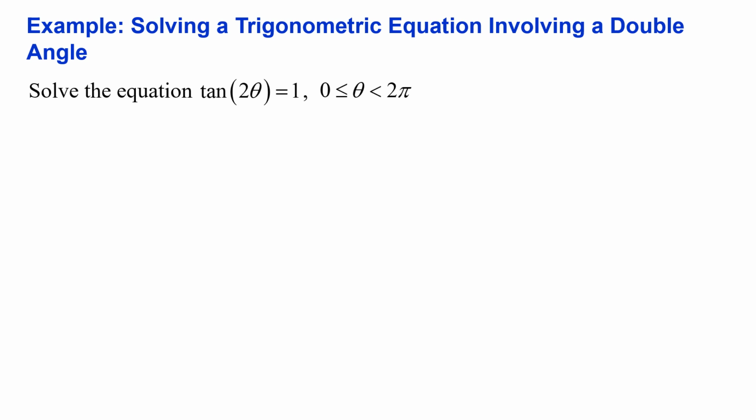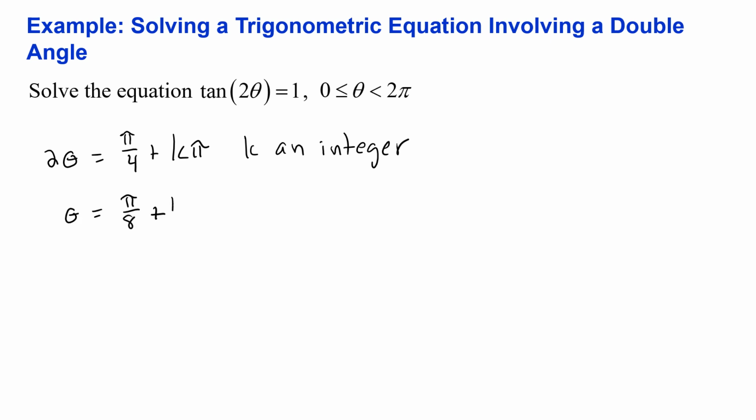We know that tangent of pi over 4 equals 1, so the argument of 2 theta must equal pi over 4. In addition, we know that the general tangent function has a period of pi. So first finding the general solution, we can represent all solutions of this equation as 2 theta equals pi over 4 plus k times pi, where k is an integer. Now isolating theta by dividing both sides by 2, the solutions are theta equals pi over 8 plus k times pi over 2.